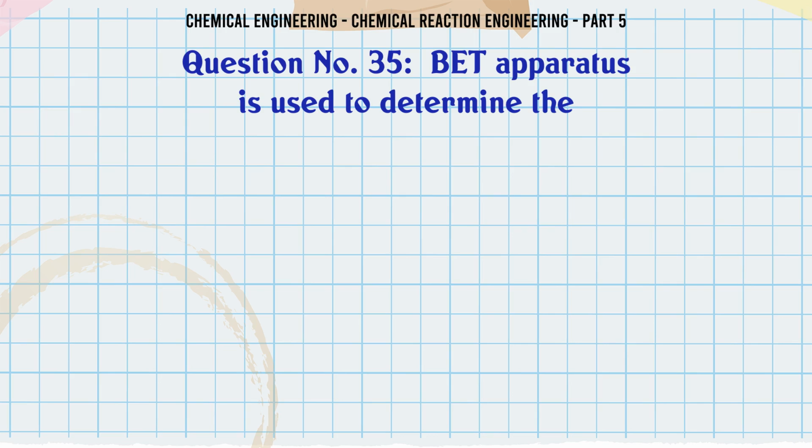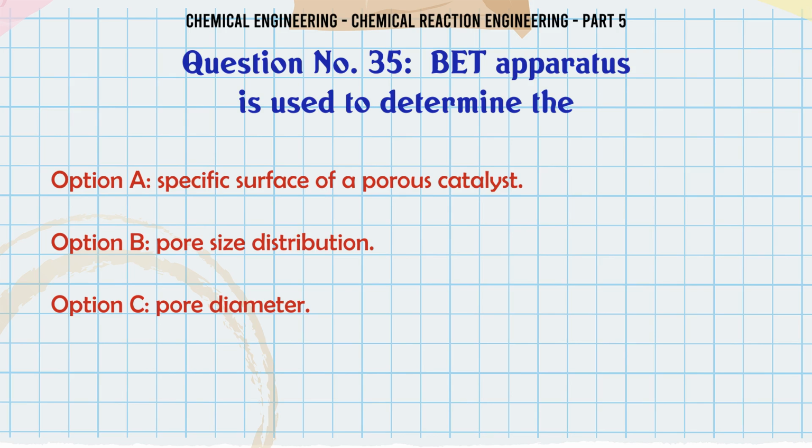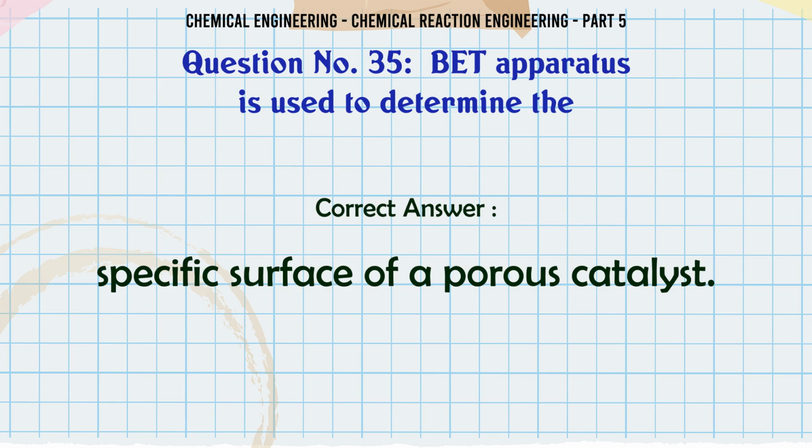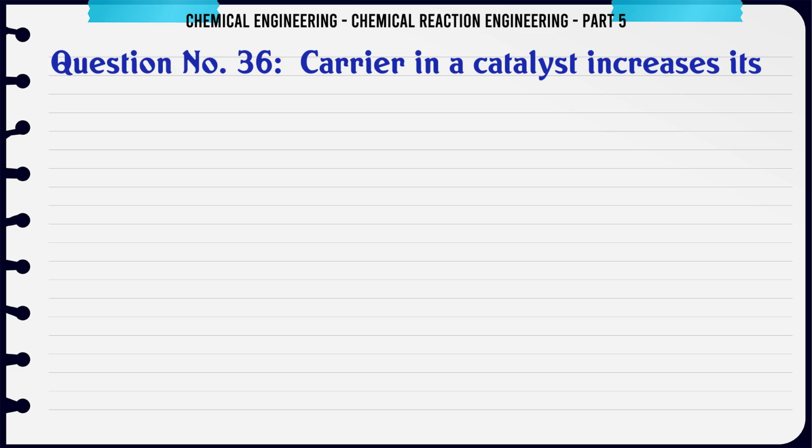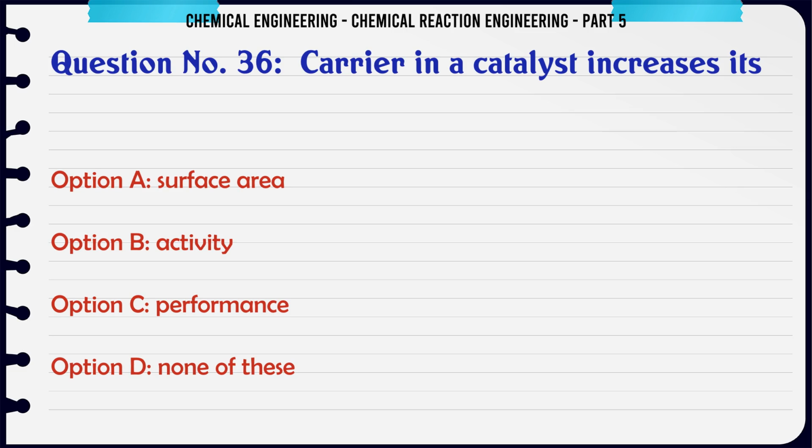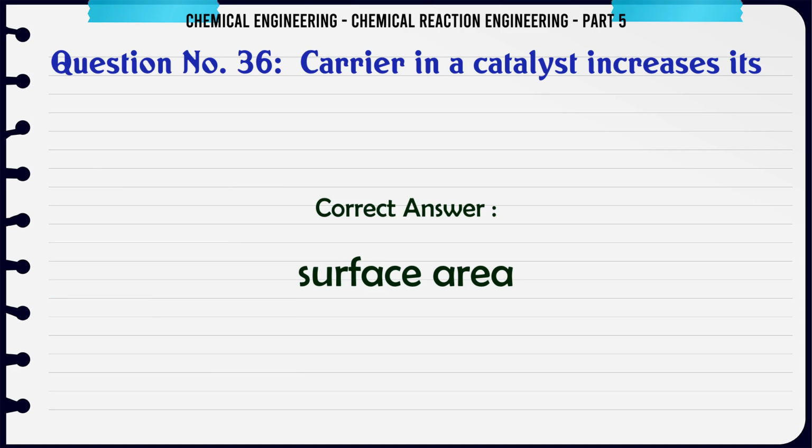BET apparatus is used to determine the A. Specific surface of a porous catalyst. B. Pore size distribution. C. Pore diameter. D. Porosity of the catalyst bed. The correct answer is specific surface of a porous catalyst. Carrier in a catalyst increases its A. Surface area. B. Activity. C. Performance. D. None of these. The correct answer is surface area.